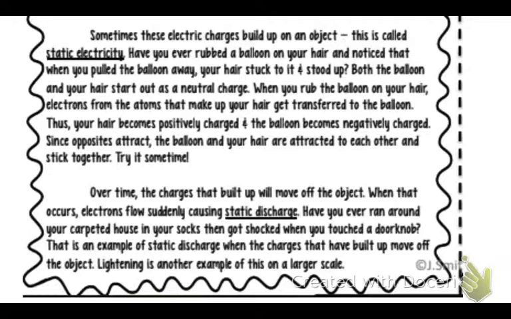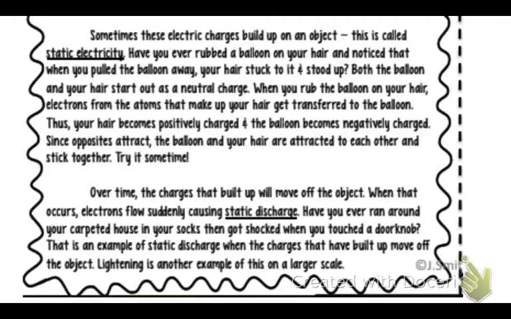Sometimes these electric charges build up on an object. This is called static electricity. Have you ever rubbed a balloon on your hair and noticed that when you pull the balloon away, your hair stuck to it or stood up? Both the balloon and your hair start out as a neutral charge. When you rub the balloon on your hair, electrons from the atoms that make up your hair get transferred to the balloon. Then your hair becomes positively charged and the balloon becomes negatively charged. Since opposites attract, the balloon and your hair are attracted to one another and stick together. Try it sometime.